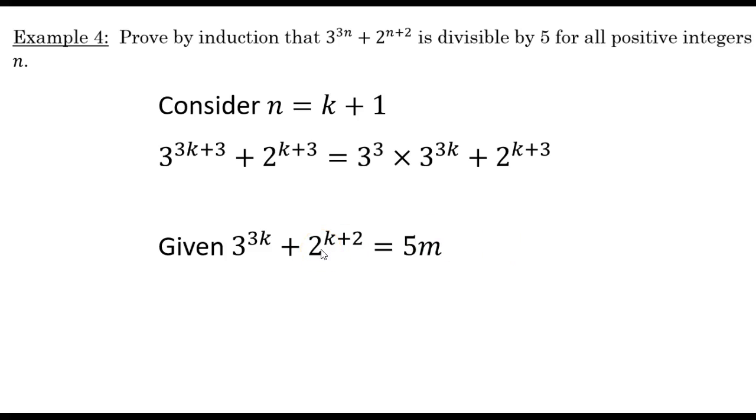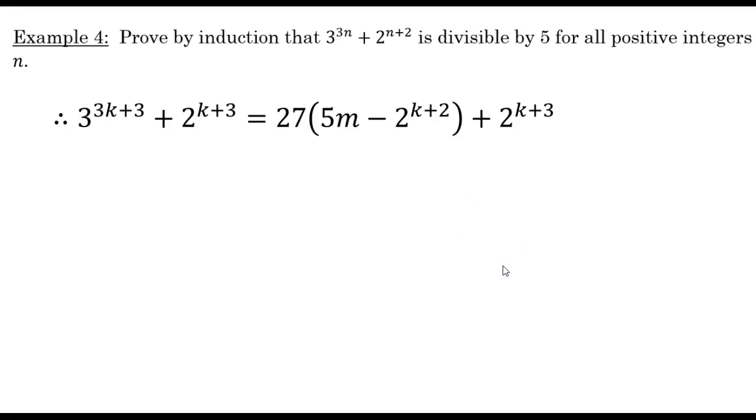Now, our previous result, when n equals k, we found that 3 to the 3k plus 2 to the k plus 2 equals 5m. I want to substitute into that 3 to the 3k here. That's a bit of a nuisance to me. So I'm going to make 3 to the 3k the subject of this equation. 3 to the 3k is 5m minus 2 to the k plus 2. Now I'll take this result and substitute it back in up here.